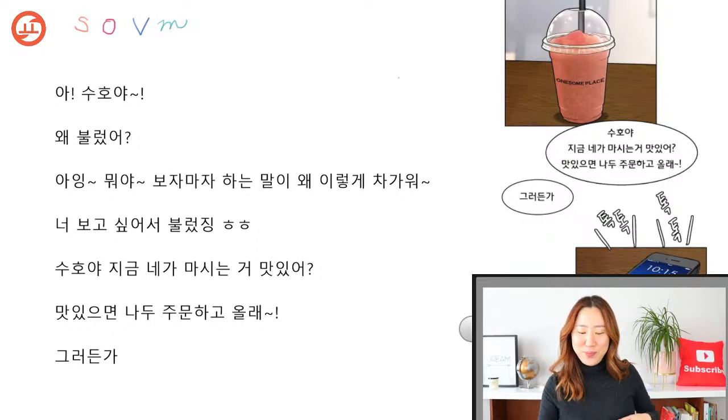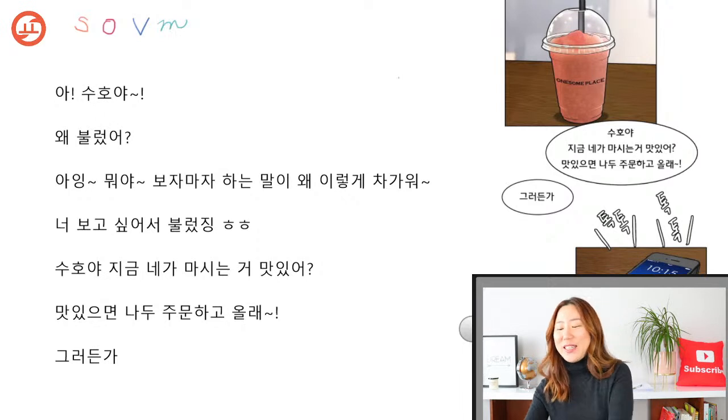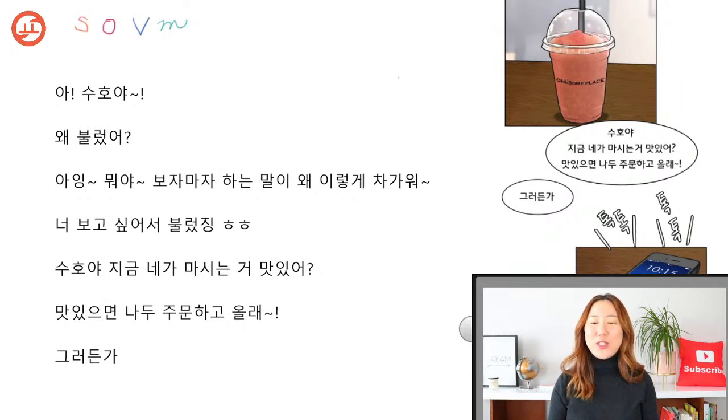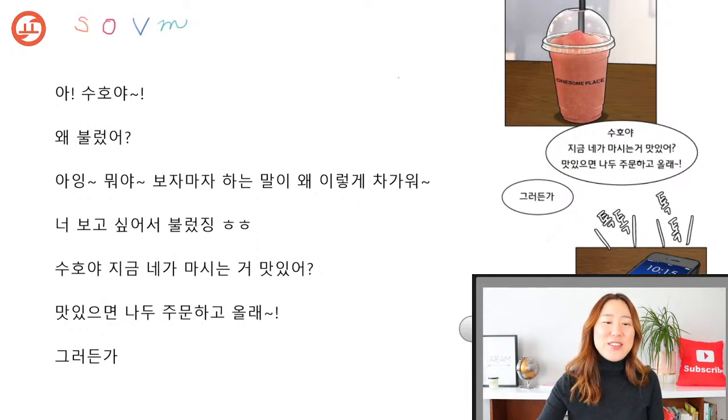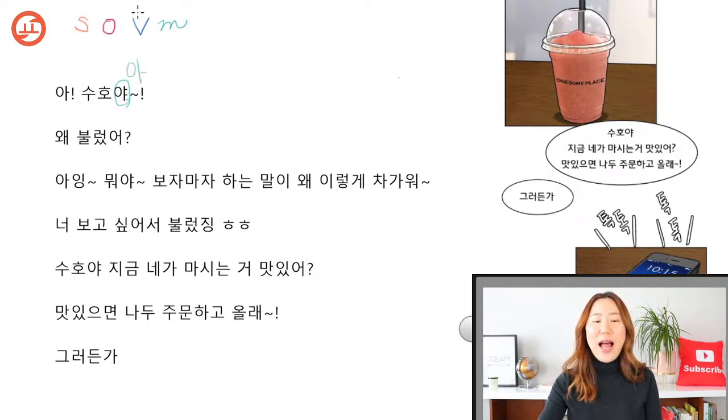그러든가. So Sue is not really happy about showing up here because we always knew Sue is not interested in her, right? So starting from here, 수야. When you're calling out someone's name, you can use either ya or ah. Here it ends with a vowel, okay? So you're gonna use ya, 수야.